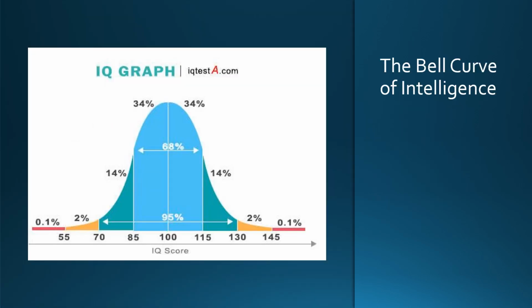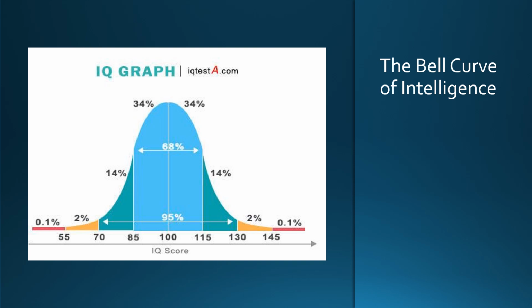The bell curve of intelligence, which is pretty commonly known, it just gives an average of different people of the whole population's IQ. As you can see, the majority of the population is between 70 and 130.